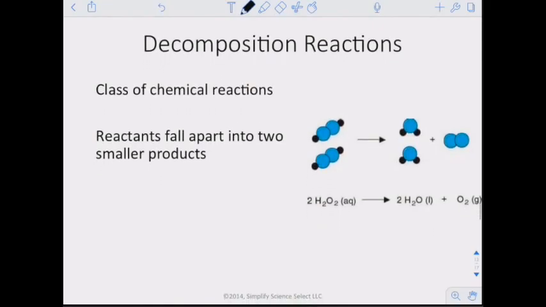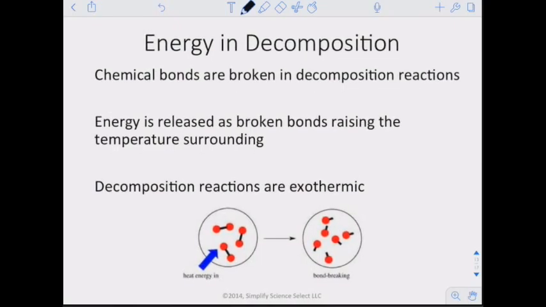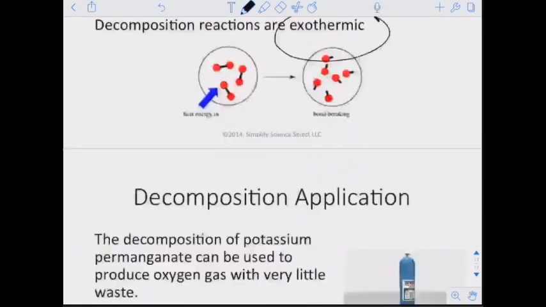Now, jumping into decomposition reactions. It's a class of chemical reaction where reactants fall apart into smaller products. The main thing here is that you're starting with one thing going to multiple things. So your reactants will be 1, and your products will be more than 1. Now, the energy in a decomposition reaction: chemical bonds are broken, and energy is released as broken bonds raise the temperature of the surroundings. So if we're losing bonds, that means we're losing energy to the environment. A decomposition is exothermic, so we're releasing energy.